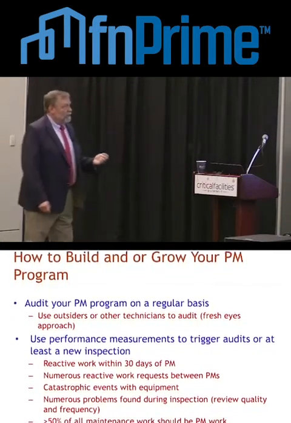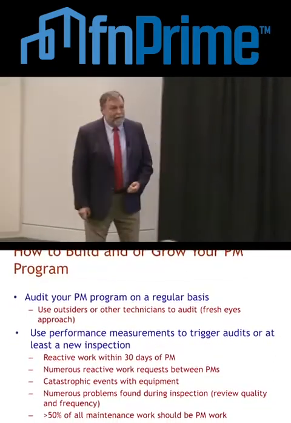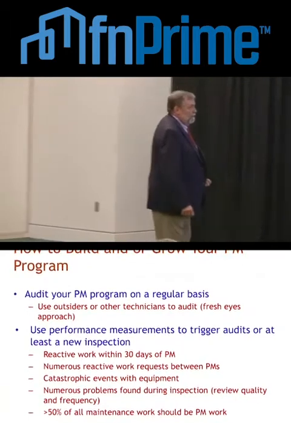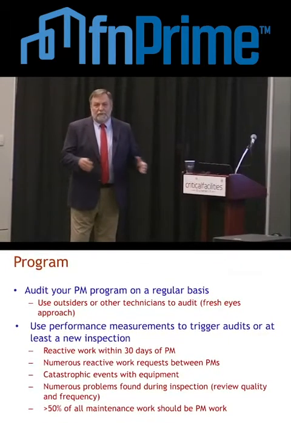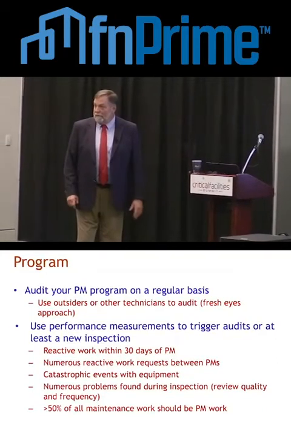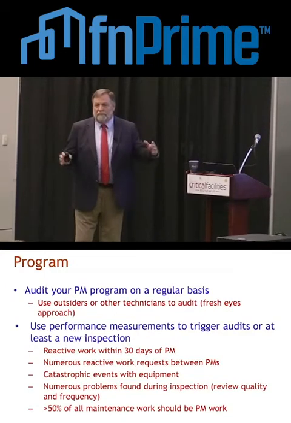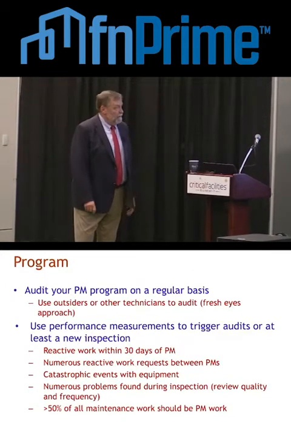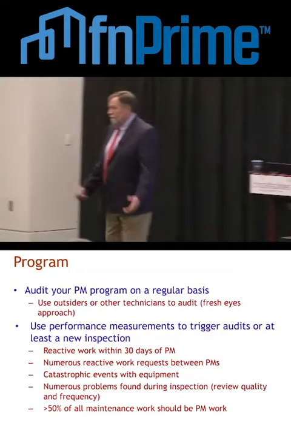Catastrophic events. Always audit the PM after a catastrophic event. Why did that happen? And then numerous problems found during the inspection. So you're doing the PM and you find 10 things wrong. Why? Maybe you need to be more comprehensive or shorten up the frequency. And then roughly 50% of all maintenance work should be PM work and predictive.